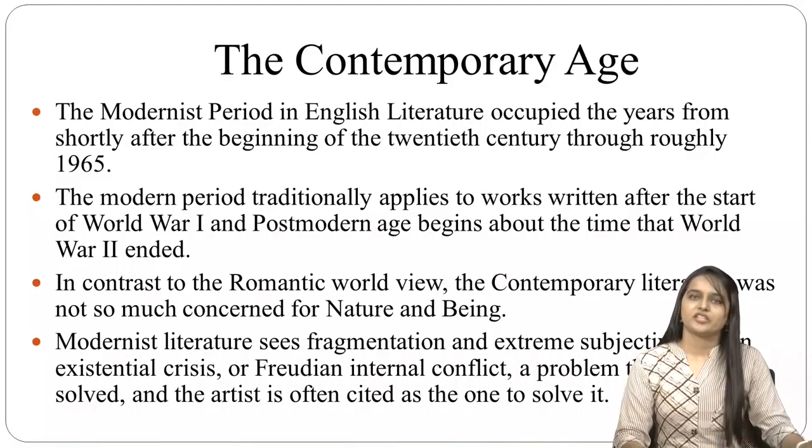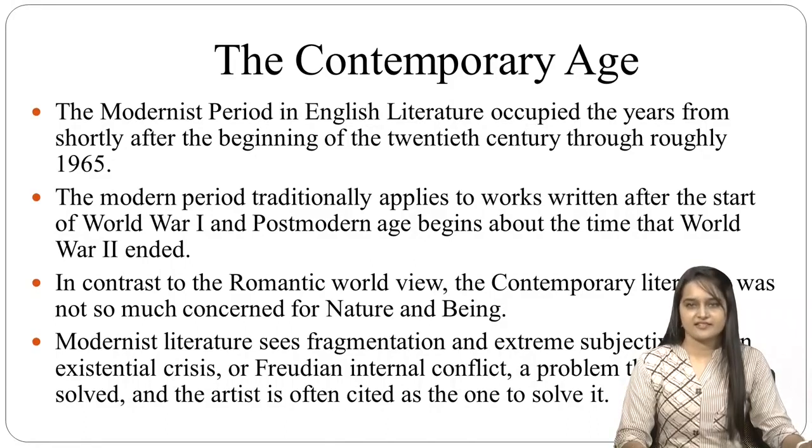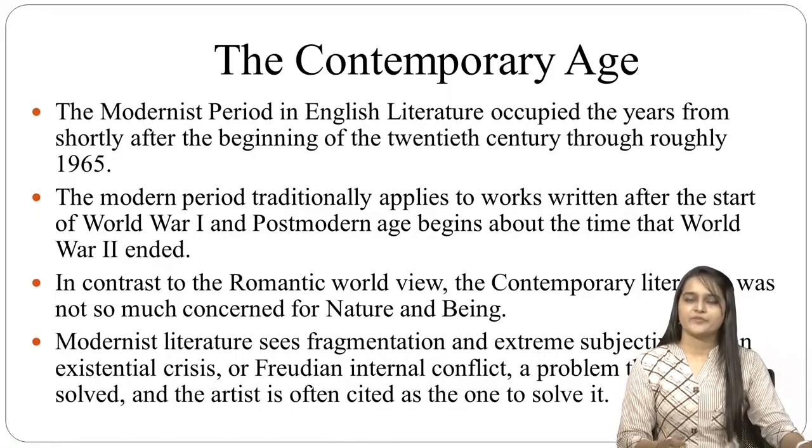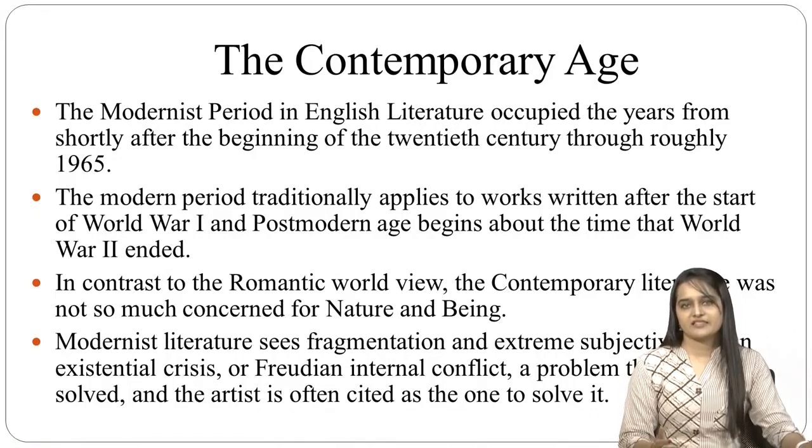Now let's talk about the contemporary age. The modernist period in English literature occupied the years from shortly after the beginning of the 20th century through roughly 1965. In broad terms, the period was marked by sudden and unexpected breaks with traditional ways of viewing and interacting with the world. Experimentation and individualism became virtues, where in the past they were often heartily discouraged.